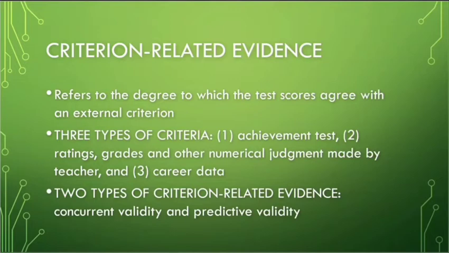Now, two types of criterion-related evidence, as you see on your screen, are concurrent validity and predictive validity. When we say concurrent validity, this provides an estimate of a student's current performance in relation to a previously related or established measure. So one good example here is a school's newly developed intelligence test versus a standard IQ test.